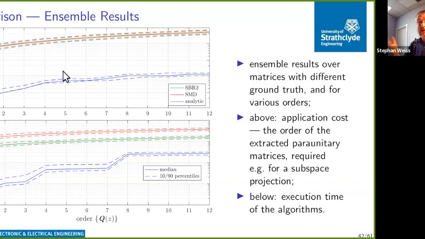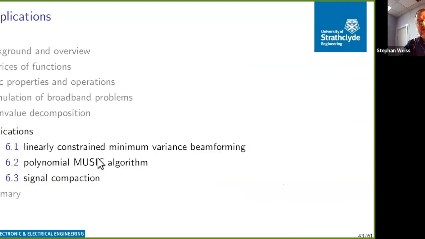less in cost. And these are the matrices that you need to implement as lossless filter banks in order to, for example, perform a subspace decomposition afterwards. Below you have the cost of the algorithm itself, so not the application cost, but the implementation cost of the algorithm. And you see, because it's DFT based, the extraction algorithm in the DFT domain kind of steps up with the DFT order. And again, it happens to be cheaper than SBR2 and SMD. So this is a little review of recent developments that we had.